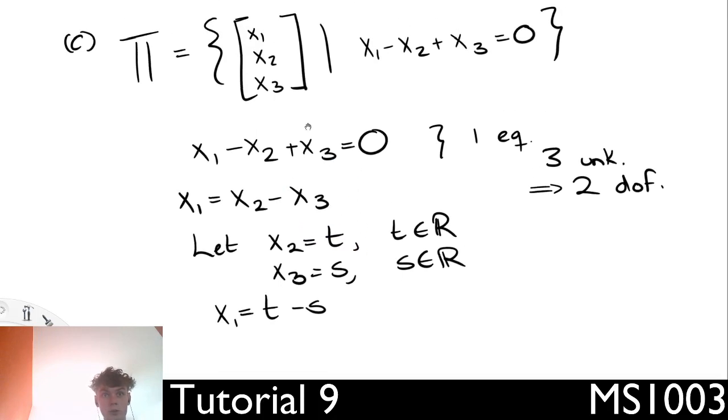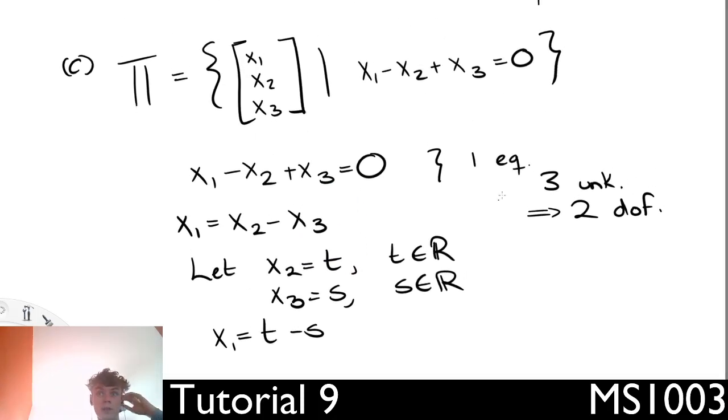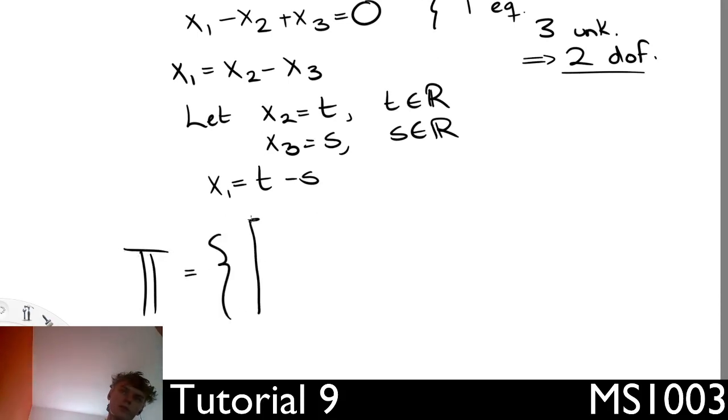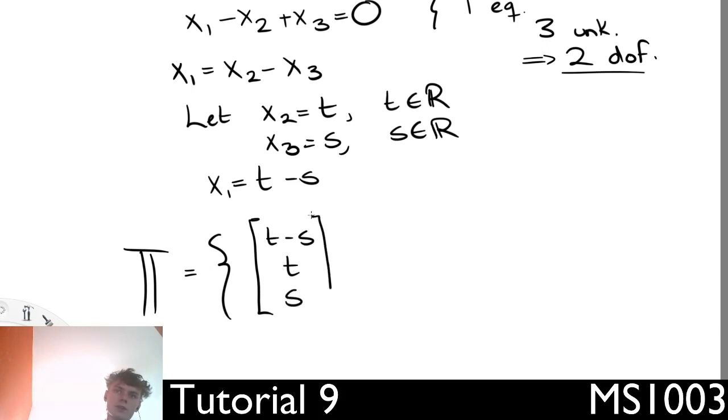Okay, so after doing this work, I identified how many variables I'm allowed to just let be anything. It's 2. And because of this, I can now plug into here what x1, x2, and x3 are, and get rid of the condition over here. So now this looks like pi equals the set of all, and now x1 is t minus s, x2 is t, and x3 is s, such that t and s are real numbers.